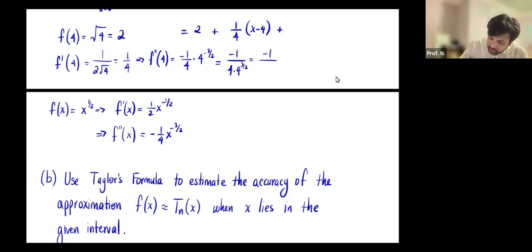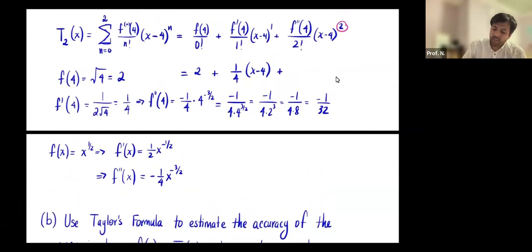which is negative 1 over 4 times the square root of 4, which is 2, cubed, which is negative 1 over 4 times 8, which is negative 1 over 32. So this is going to be negative 1 over 32 times 2, which is 64. And this is (x minus 4) squared. And so this is the Taylor polynomial of degree 2.